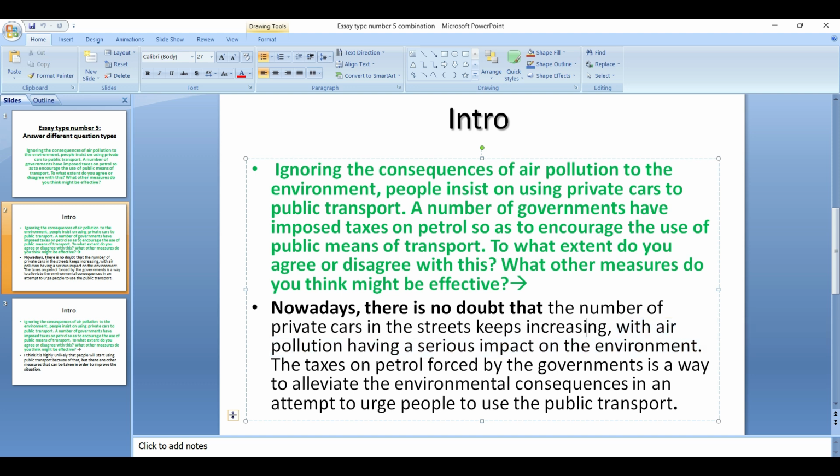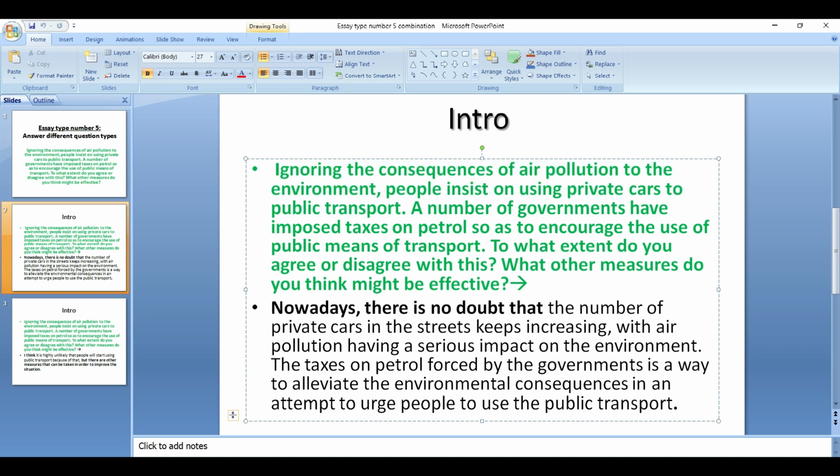Again, as you can see, I didn't paraphrase everything. I kept pollution, I kept private cars, and I chose to paraphrase the consequences to having a serious impact on the environment. Again, I didn't paraphrase environment. It's very difficult to paraphrase that in order not to sound weird, right? And so far, I used my general statement to paraphrase the first part of the topic.